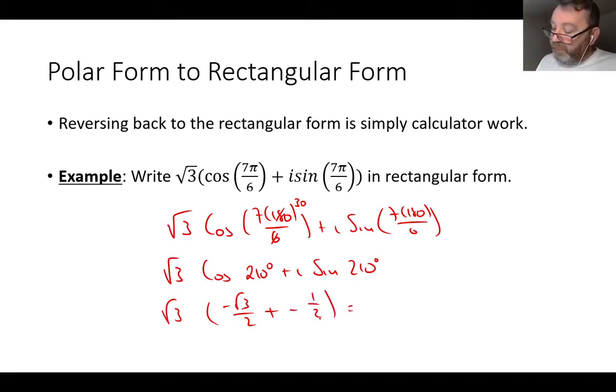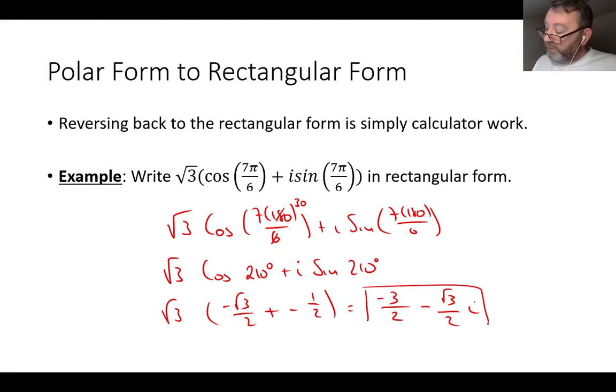Okay, so therefore, what's it going to become? Root 3 by root 3 is 3. So that's minus 3 over 2. Plus and minus is minus root 3 over 2i. And that's it. That's it in rectangular form. That's all you've got to remember, because the i is in there as well, i times. So that's it. And there is your rectangular form of your number.